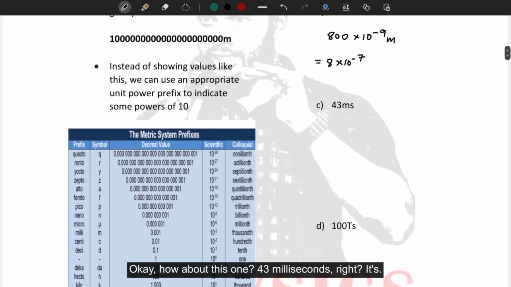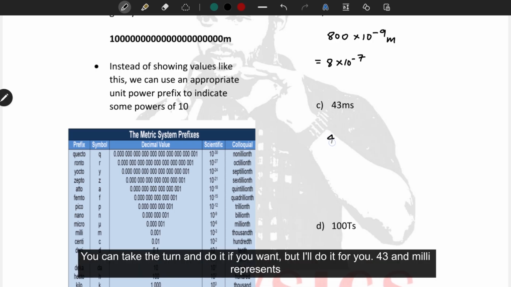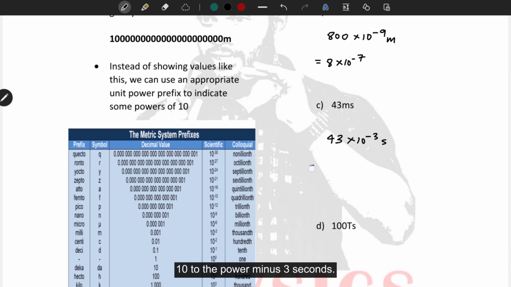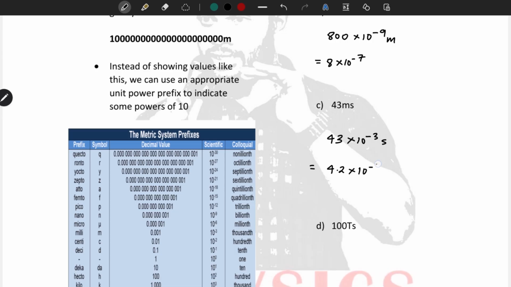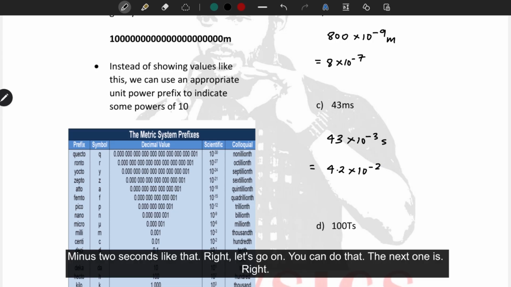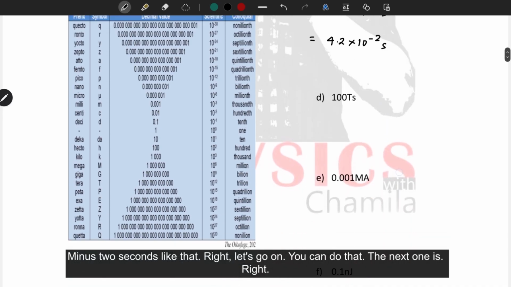Okay, how about this one? 43 milliseconds. It's your turn now. You can take the turn and do it if you want, but I'll do it for you. 43, and milli represents 10 to the power minus 3 seconds, so you end up getting 4.3 times 10 to the power minus 2 seconds. You can use your calculator. You are totally free to use your calculator. Don't keep it away. Let's go on.